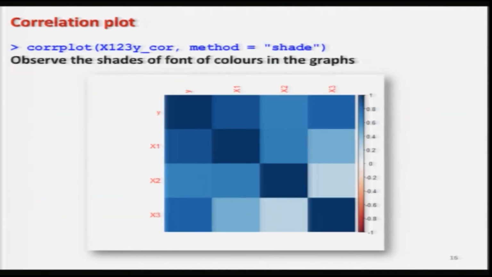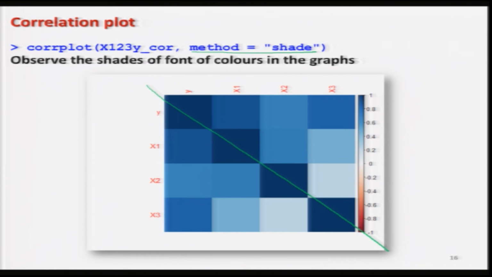Okay, now another option is this: instead of using the option method equal to number, I can use method equal to shade. So in this case you can see that the degree of shade is proportional to the degree of correlation, but here you will not get the magnitude of the correlation coefficient. So I can make a very simple rule that the degree of correlation coefficient is proportional to the degree of shade of the color, right. For example, on the diagonal element it is the darkest, because the correlation coefficient is always 1. So that is the maximum value.